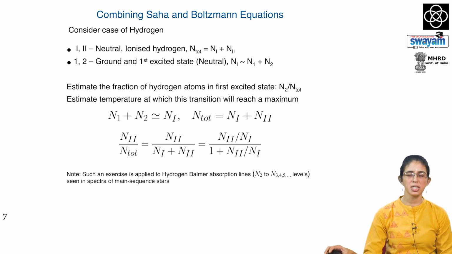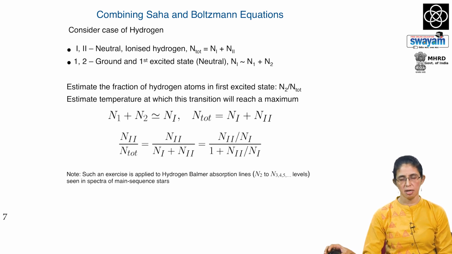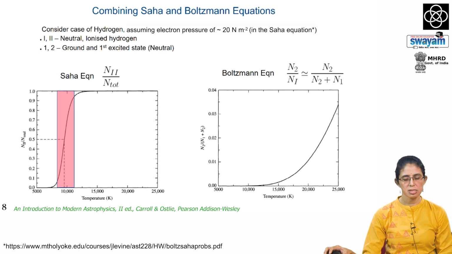The Saha and Boltzmann equations can be used to estimate the fraction of hydrogen atoms in the first excited state, that is N2 by N total. And one can use these relations to estimate the temperature at which the strength of the line will be maximum. That is, most of the hydrogen will be in the first excited state. So, we see that the ratio of the ionized gas to the total gas is given by N second by N first plus N second. One can get this by using the Saha equation.